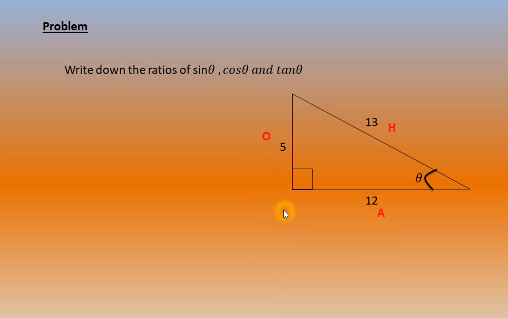Okay. First, we know sin theta. What is sin theta? Sin theta is equal to opposite side by hypotenuse. That is, sin theta is equal to 5 by 13. The next one is cos theta. Cos theta is equal to adjacent side by hypotenuse. That means we can write that as 12 by 13. The next one is tan theta. Tan theta is equal to opposite side by adjacent side. Then we can write that as 5 by 12. That is tan theta. Okay.